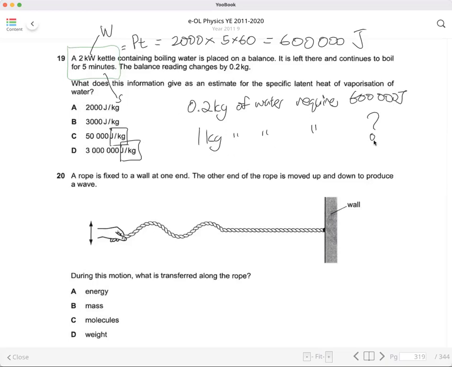So you all understand what I'm trying to teach you here, not just memorize the question. For this, the formula that you need to memorize is Q equals ML. But what I'm trying to explain is that based on the unit, you can actually guess what the question is asking you. The question is saying that 0.2 kg of water requires 600,000 joule of energy to boil. So how much energy is required to boil 1 kg of water? Is that clear now? Okay, Bei Kwan, you understand? You give me a yes reaction.